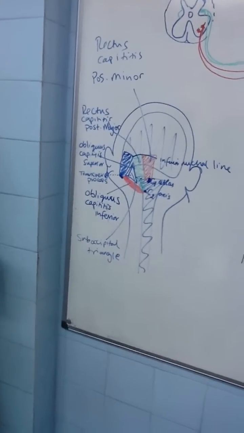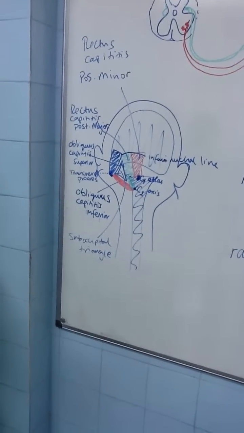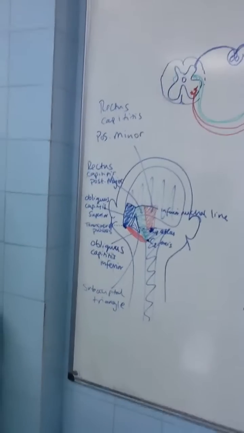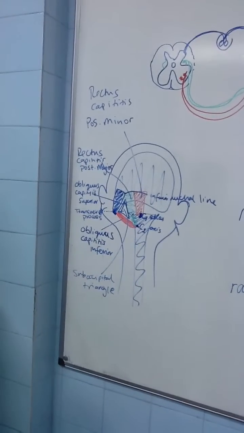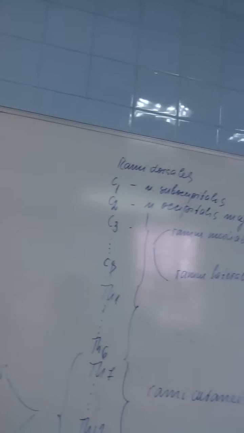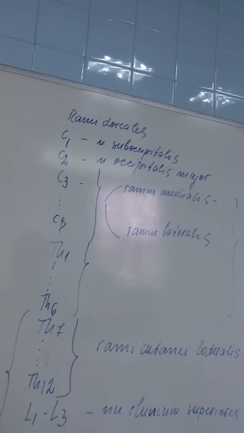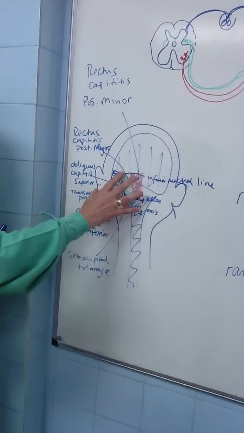It contains, deeply in this triangle, the vertebral artery and the suboccipital nerve. We can't distinguish the fibers of the suboccipital nerve. The suboccipital nerve is the dorsal ramus of the first cervical spinal nerve. It innervates these four muscles.